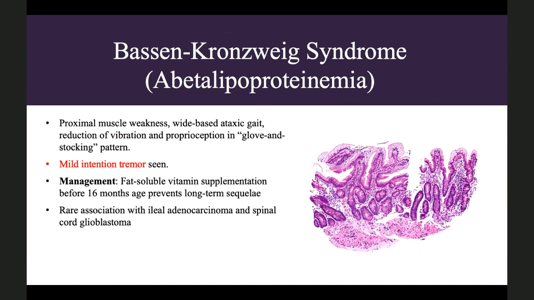We also see a wide base ataxic gait and proximal muscle weakness, and a mild intention tremor can be seen. Management consists of vitamin supplementation before 16 months of age to prevent long-term sequelae, and it rarely can be associated with ileal adenocarcinoma and spinal cord glioblastoma.